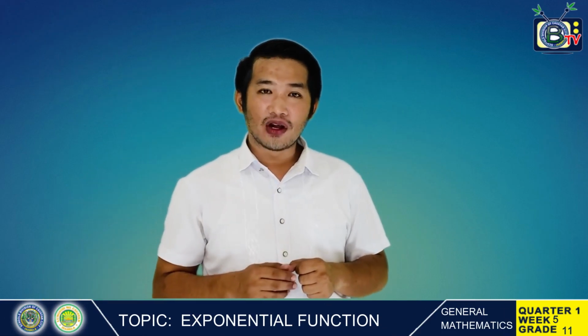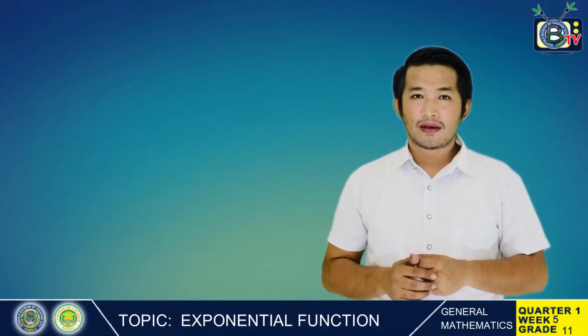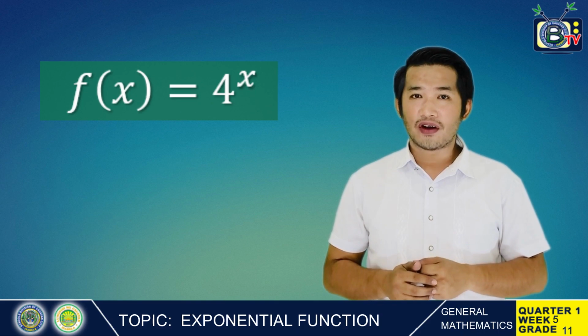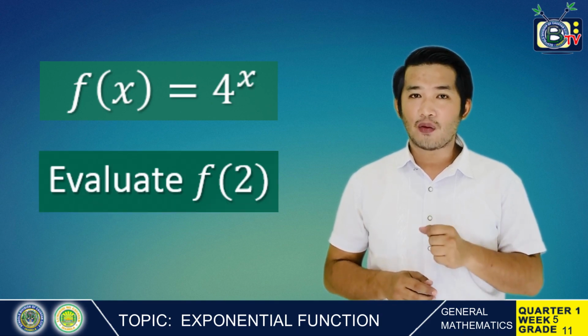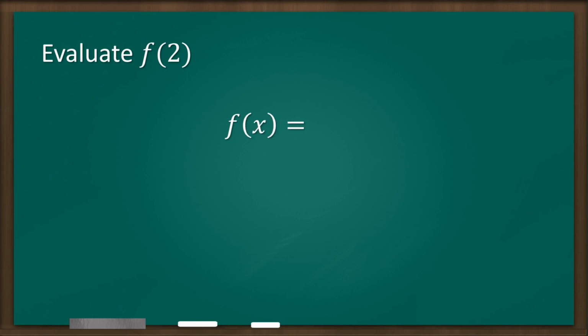Let's have an example of the evaluation of an exponential function. If function of x is equal to 4 raised to x, evaluate function of 2. First step is to write the original function, and that is f of x is equal to 4 raised to x. Evaluate function of 2, that is 4 squared, that is equal to 16.